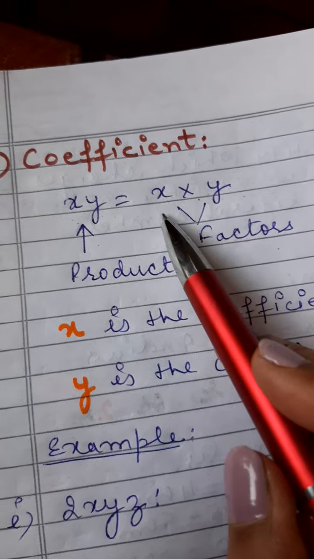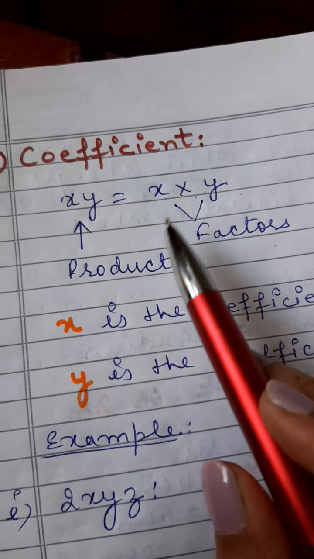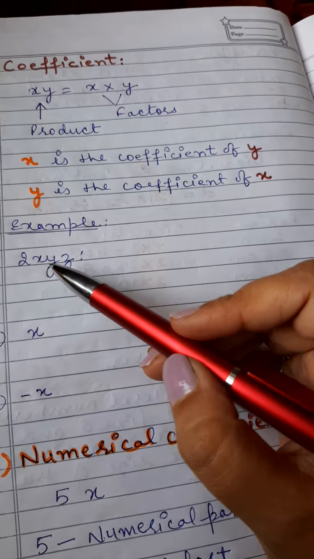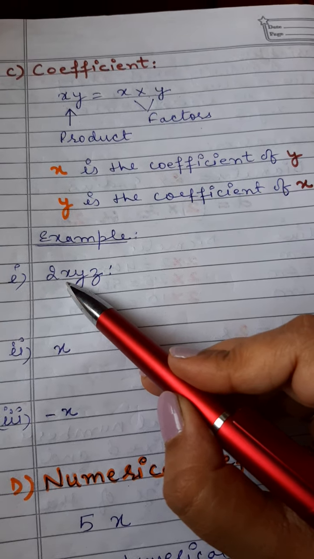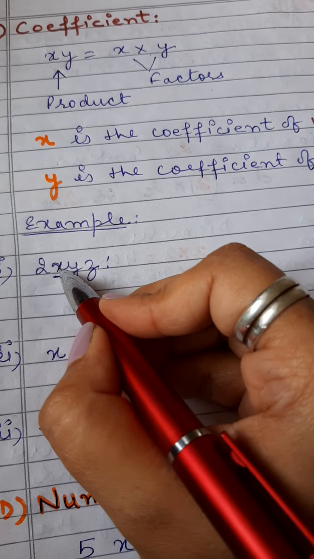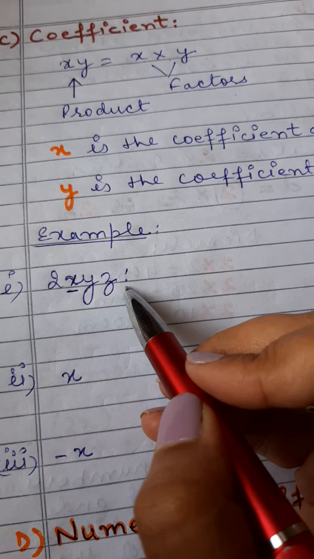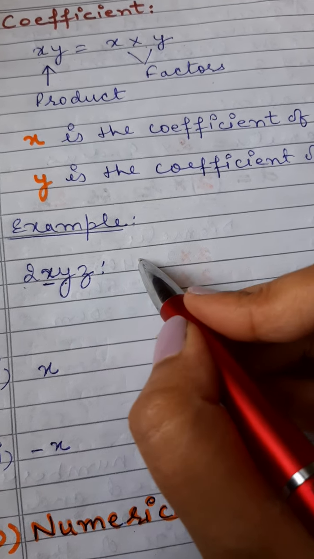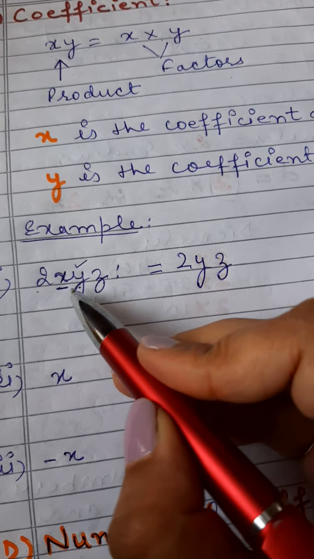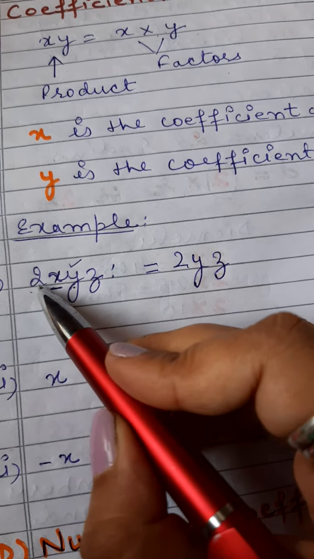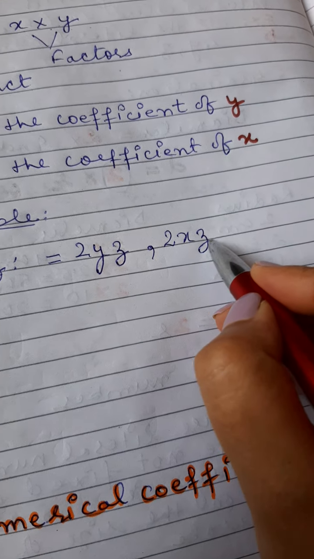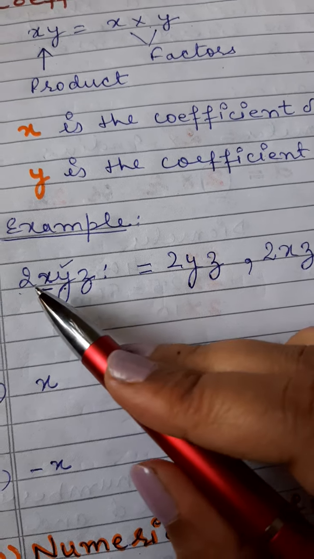So here x is the coefficient of y and y is the coefficient of x, right? Let us understand this more. For example, in this case, if I want to find out the coefficient of x, the coefficient of x here is all the remaining terms, meaning 2, y and z. So the coefficient for this is 2yz. If I want to find out the coefficient for y, then I will have to write all the remaining part, that is 2x and z. So the coefficient for y will be 2xz, right?